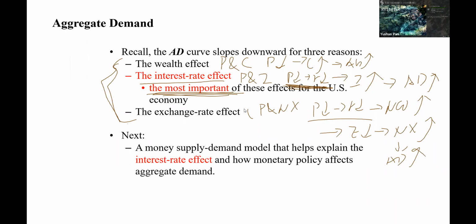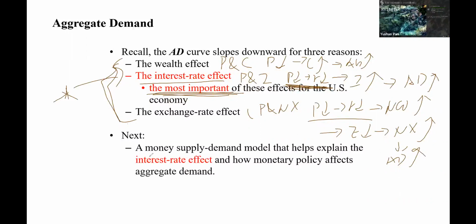Why is the interest rate effect the most important in the United States? Because that counts for a huge percentage of GDP. The wealth effect is less important because money holdings are only a small part of household wealth in the United States. And the exchange rate effect is less important because imports and exports are a relatively small percentage of GDP. And that's the reason why this one is the most important.